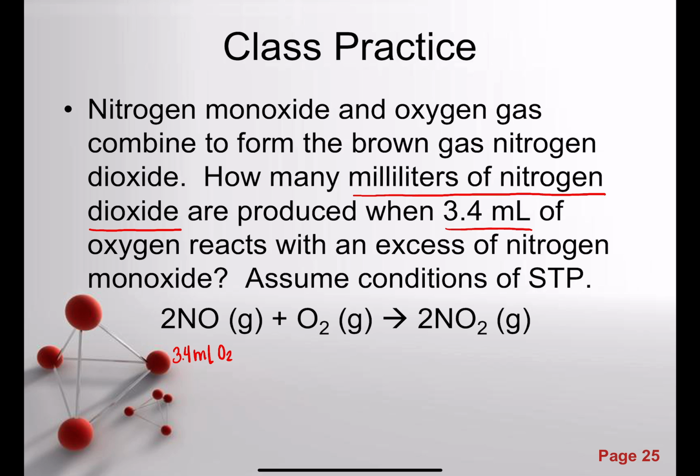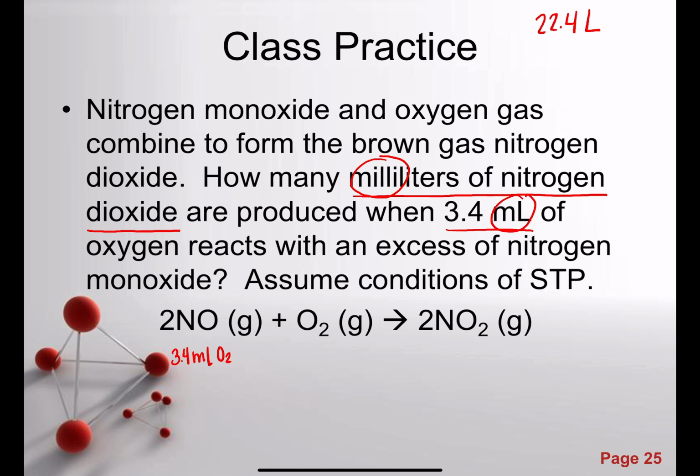There's really a couple of ways that you could do this, but what you should recognize here is that it's talking about milliliters. Our conversion factor is 22.4 liters. So we can't just roll with this 3.4 milliliters. That's not going to work very well. So we can either convert 3.4 milliliters to liters, or we can convert our conversion factor, 22.4 liters, to milliliters, or we can set up a really big stoichiometry problem.